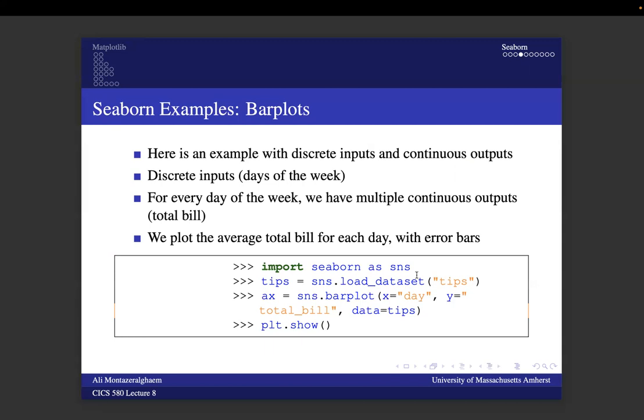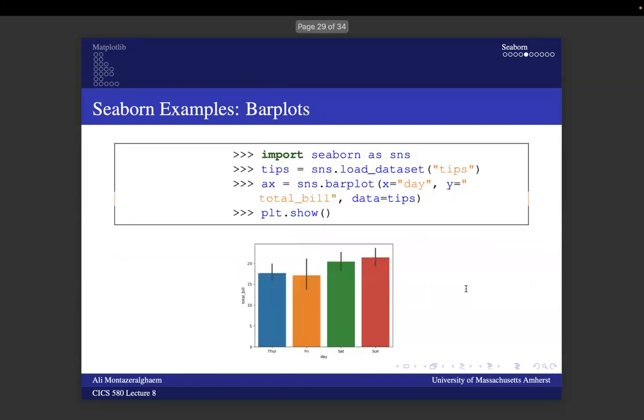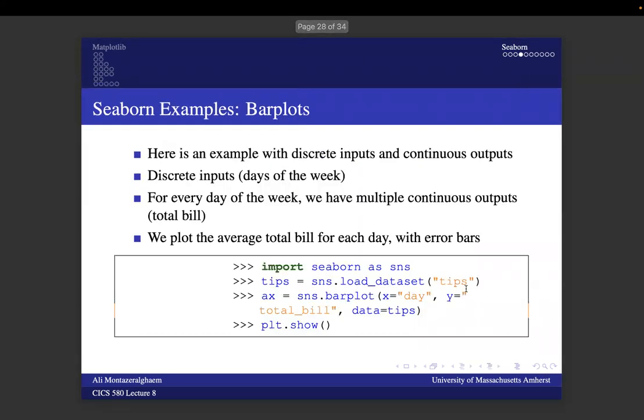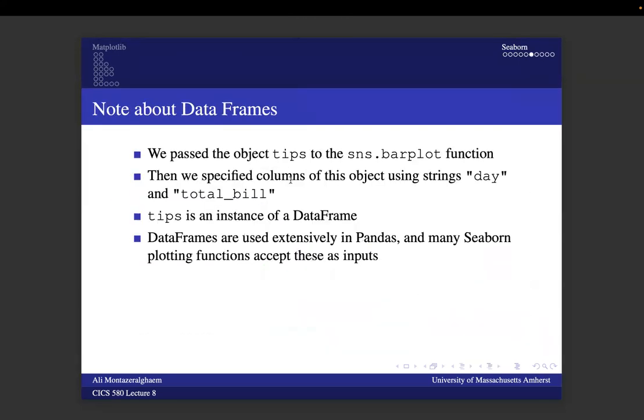So in this case, we want to know the total bill as y, and the day of the week as x in this dataset. I think we pass these objectives to the barplot function of Seaborn, and this data frame has two columns, where the first one is day, and the second one is total bill.